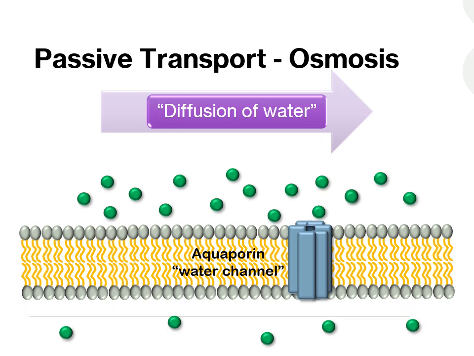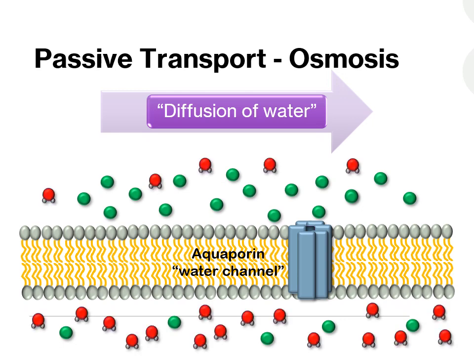If we consider our green spheres as solutes, you can see there are more on one side of the membrane than the other. And where the solute concentration is high, the water concentration is low. The water molecules will move through the aquaporin towards the higher solute concentration until the concentrations are equal on both sides.